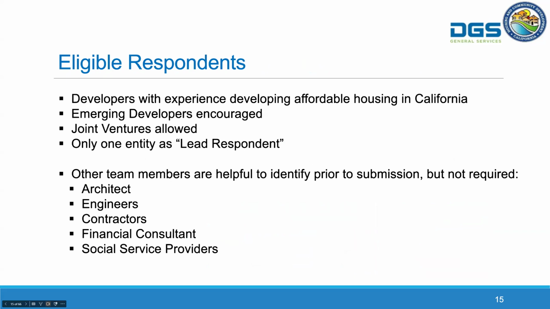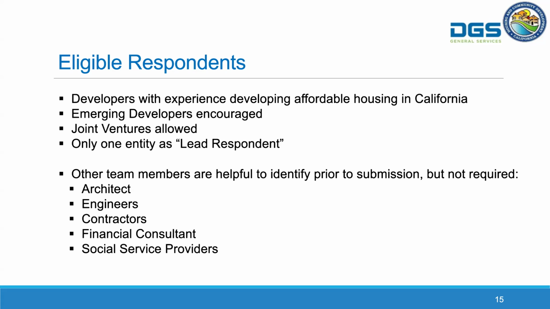Okay, eligible respondents. Developers, either nonprofit or for-profit, with experience in developing affordable housing in California, are encouraged to submit proposals for sites. Emerging developers, which will be defined later in the presentation, are encouraged and receive a priority in our proposal scoring process. Joint ventures are allowed, but the state will only do business with a single entity known as the lead respondent or respondent.